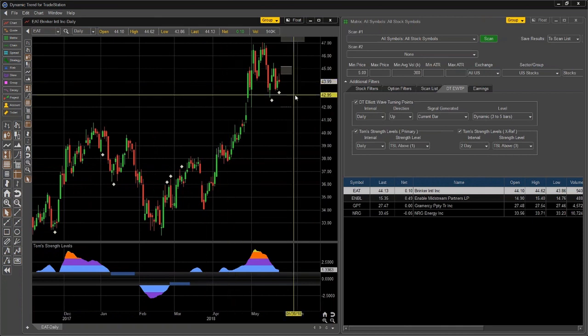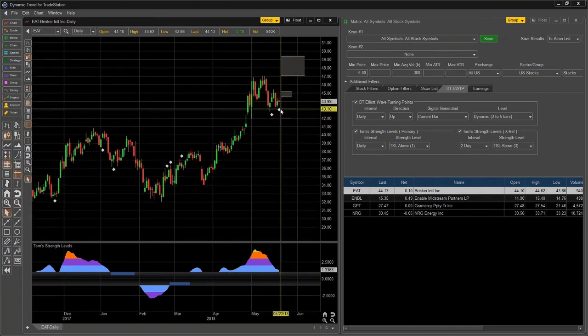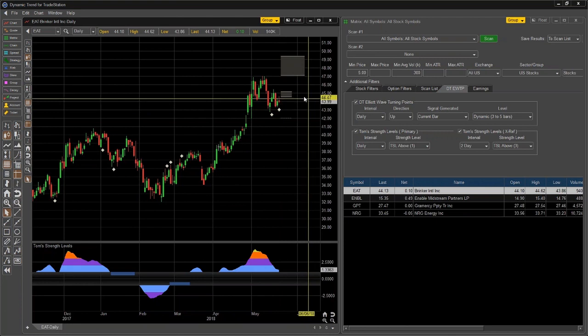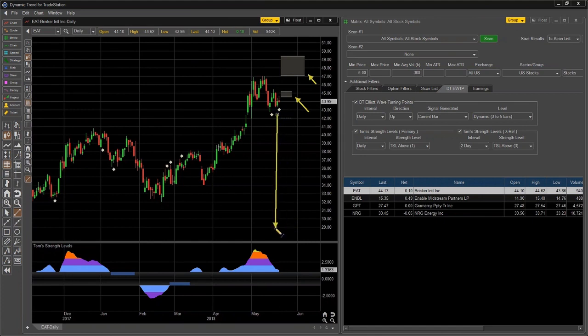Here's EAT. EAT has a dynamic trade setup, right? There's our trigger section, there's our target section, and we're going to help qualify this by looking at our TSL. Our TSL obviously is in that blue area right now. We already knew that because the scanner told us. And we know that the higher time frame, right, the 2-day chart, is also in that above 3 level, okay?